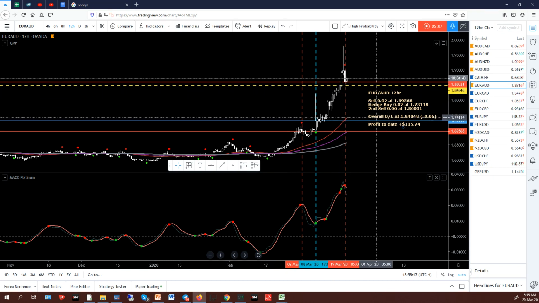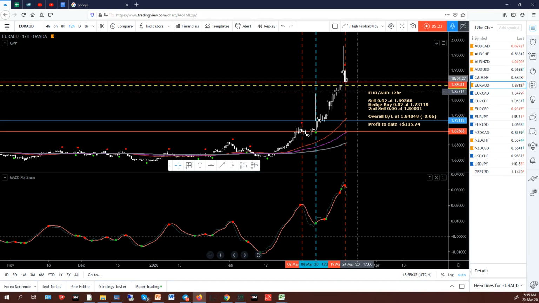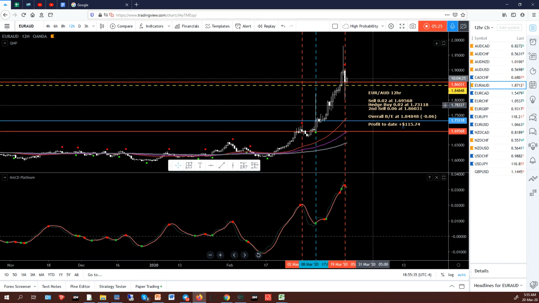But now my overall break-even for these three trades is at 184.848. So I'm net negative at minus 0.06. So price has to come down to this yellow line. It's not far at all for me to just get to break-even level. A long time to wait for that trade.